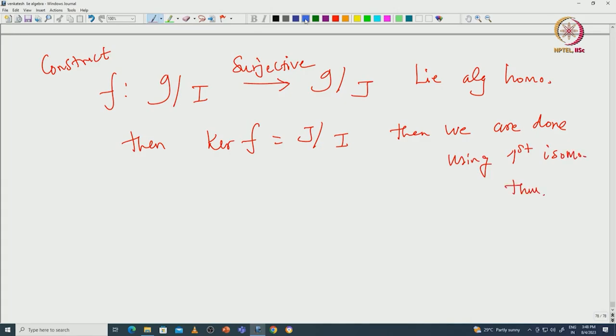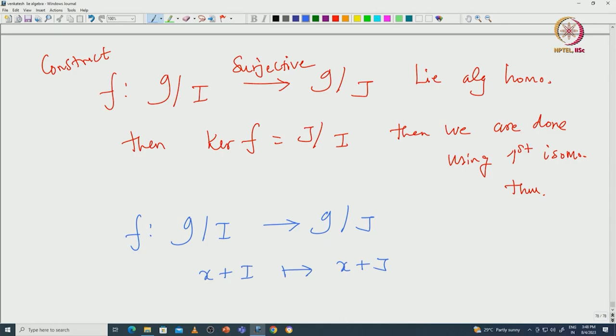Okay, so that is what we will do. So then how do you construct F? There is a natural map, that is what you take. You take G modulo I to G modulo J. So what is the map? Here it is X plus I, you just simply send it to X plus J.